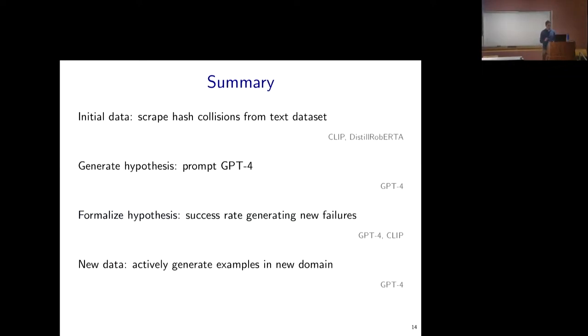Okay, so to summarize, we did all these 4 steps of the statistics pipeline. To get initial data, we scraped hash collisions from a text data set. To generate hypotheses, we prompted GPT-4. We formalized the hypothesis by looking at the success rate for generating new failures. And then for new data, we actively generated new examples in this new self-driving domain.